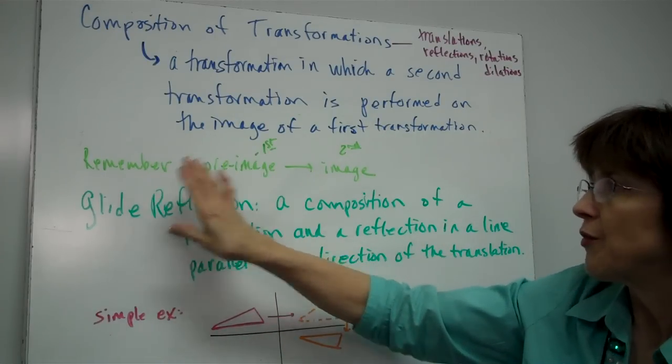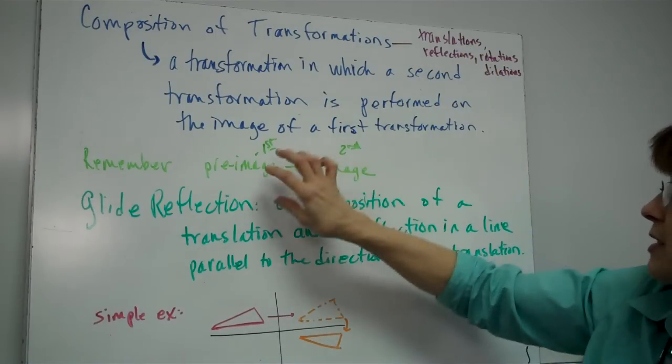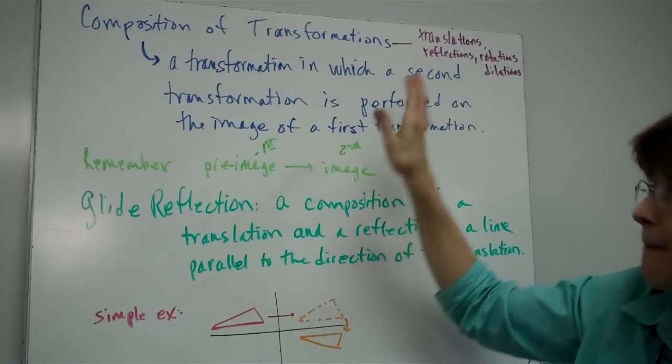Remember the image: first you had the pre-image, and then we made an image when we did one of these. We either translated and got an image, we reflected a pre-image and got an image, or any of these other two, okay?